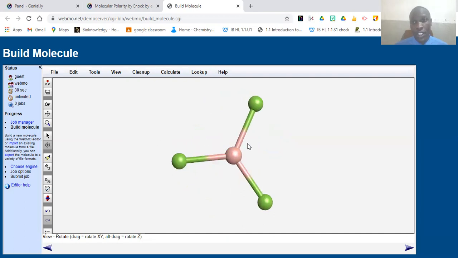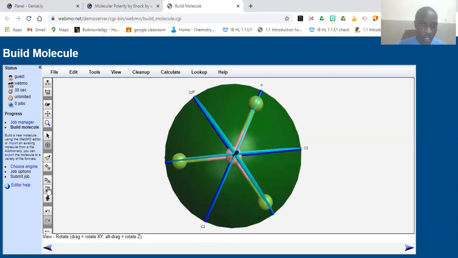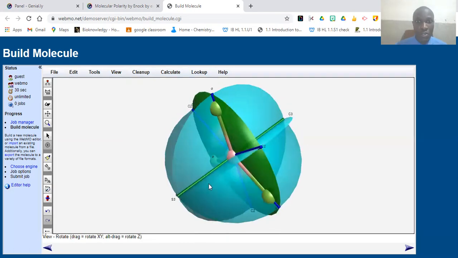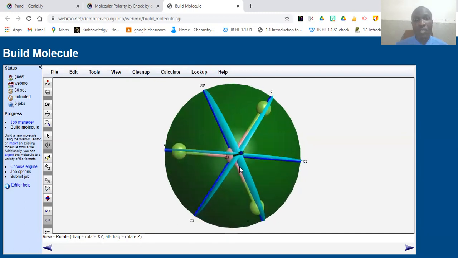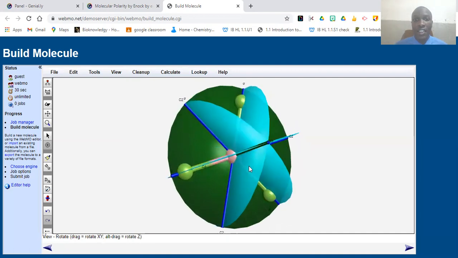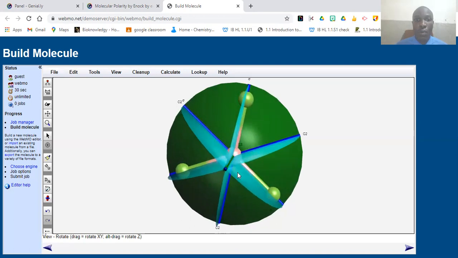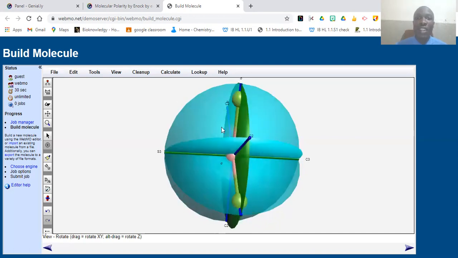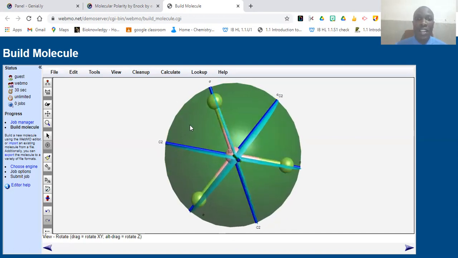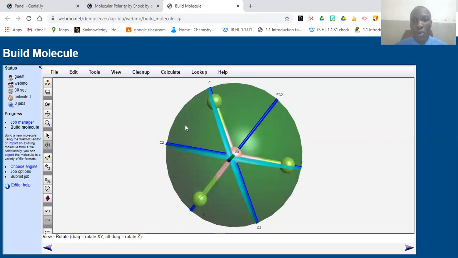Now let's check its symmetry. In this case, when you look at the symmetry, it has symmetry. In other words, it can be divided into equal portions. Hopefully you can see the first portion here, the second portion, and the third portion. So it is symmetrically arranged. So what does this mean? It means that there is no overall net charge distribution on this molecule.